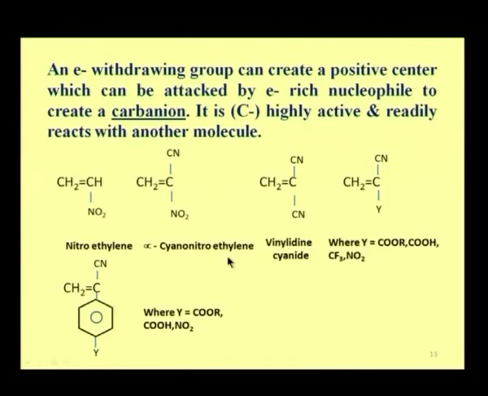The other examples could include alpha cyano-nitroethylene. You have the cyano and your nitro groups. You have vinylidene cyanide. You have such molecules where Y is cyano as well as any of these: COOR, COOH, CF3 or any other nitro or any other electron withdrawing groups. And another example is this molecule where Y can stand for COOR, NO2 or COOH.